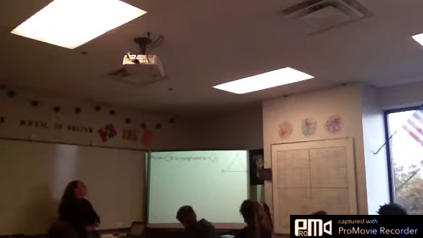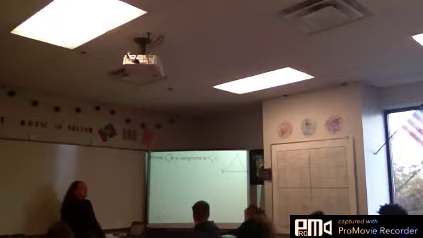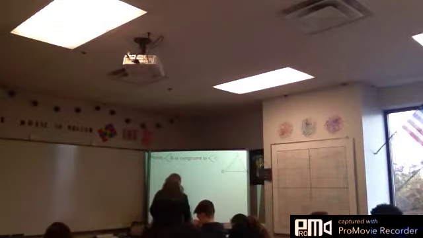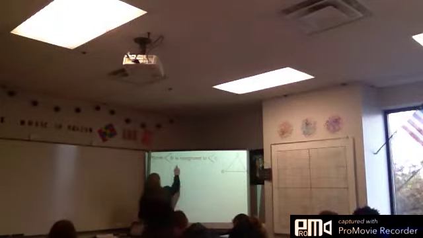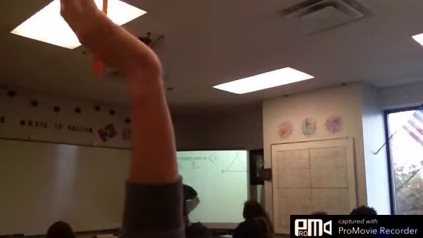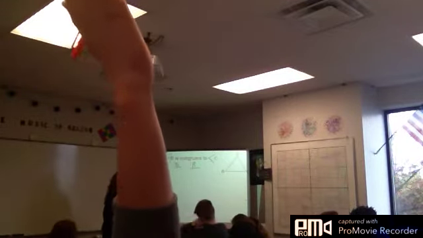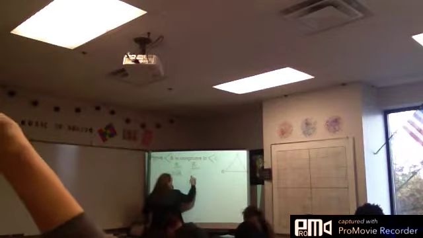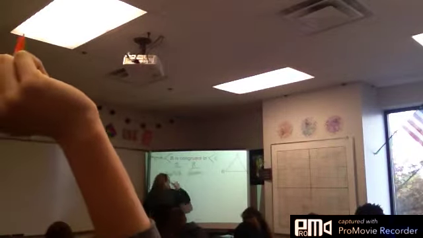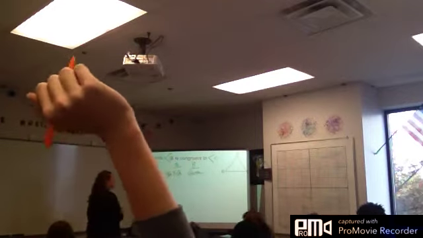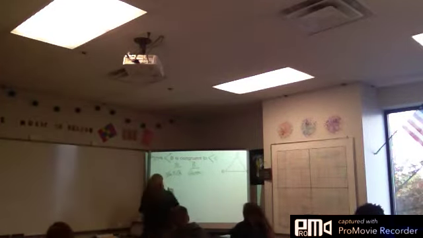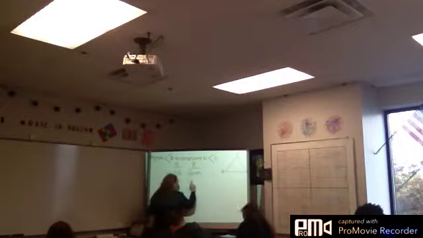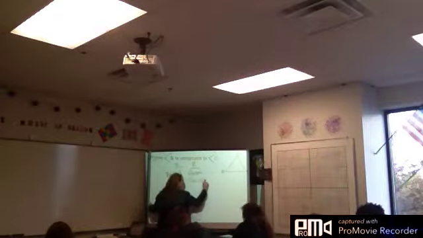Okay, prove that angle B is congruent to angle C. First, I need to come up with some givens. What do we know? BA congruent to CA. Why? Because it's given. Now what? The isosceles theorem says angle B is congruent to angle C, isosceles triangle theorem, right?